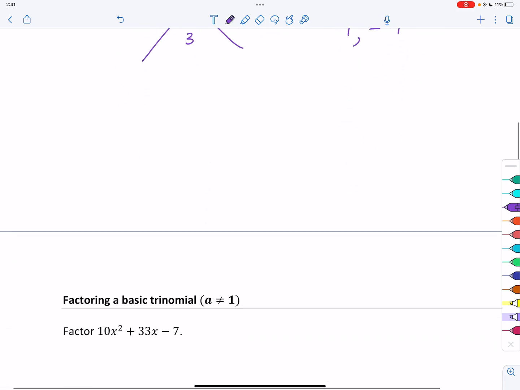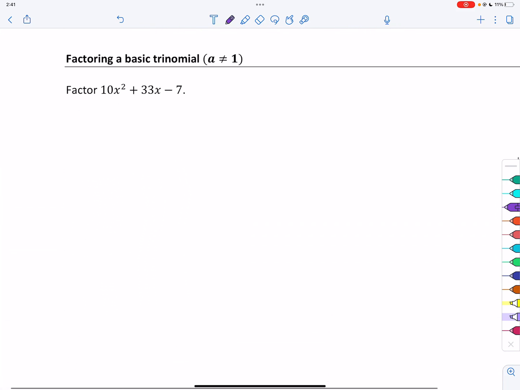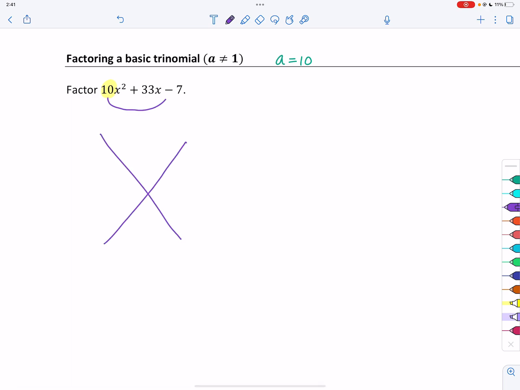Okay, let's go to the next one. And now our leading coefficient is not equal to 1. In fact, our leading coefficient here, a, is actually equal to 10. But we're going to use the same process. We'll go ahead and make our x. 10 times negative 7 is a negative 70. And then we have 33.